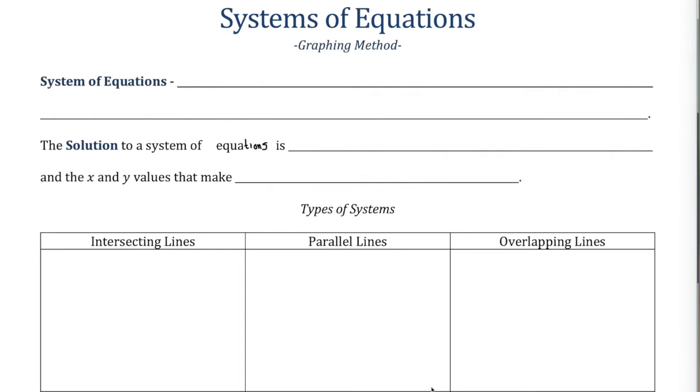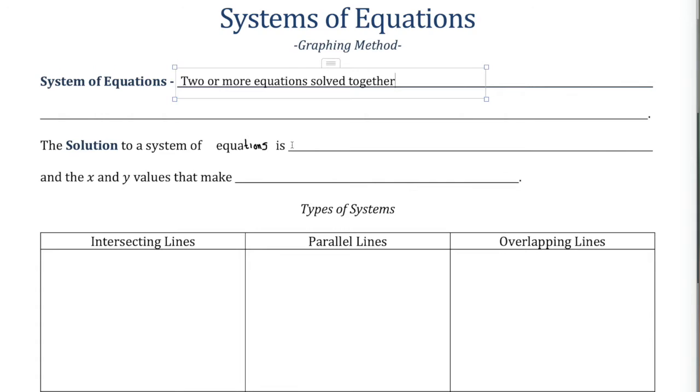Equations by the graphing method. So this is our first of our three methods. All right, so what is a system of equations? Since this is our first method, this is time to introduce the whole concept. So a system of equations is, for our purposes, going to be defined as two or more equations solved together.